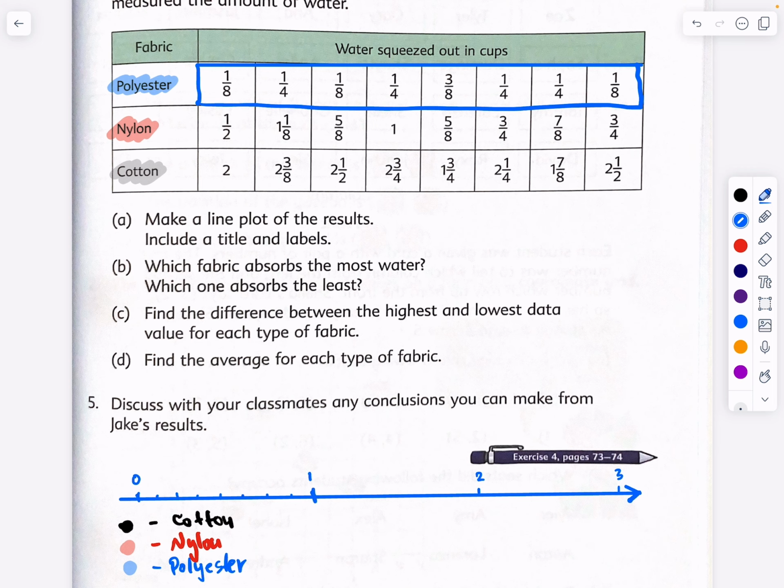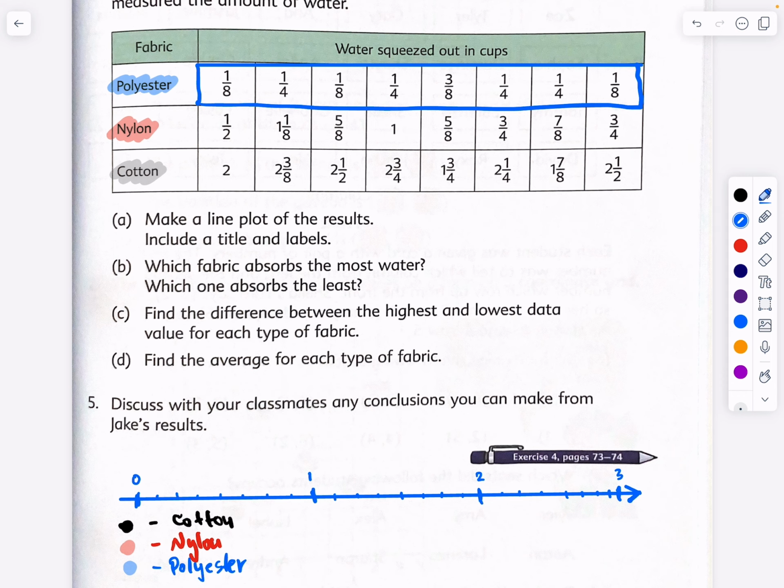Again, these are the major ones: 0, 1, 2, and 3. Each of them we have to break up into halves, then each half into quarters, and each quarter into eighths. So let's scan our polyester values. We have nothing that's more than 1. This is how much water polyester fabric retained when Jake squeezed the fabrics. He gets 1/8 of a cup, 1/4, 1/8, very little quantities.